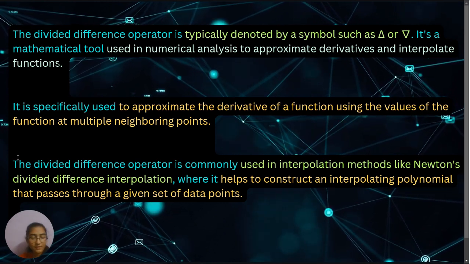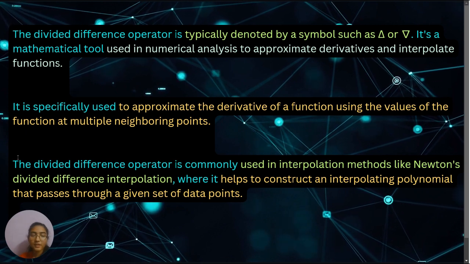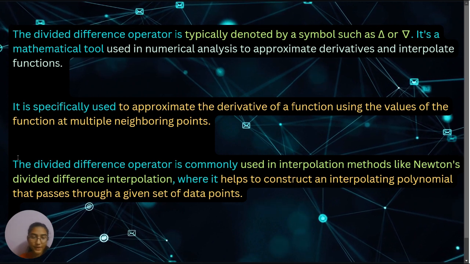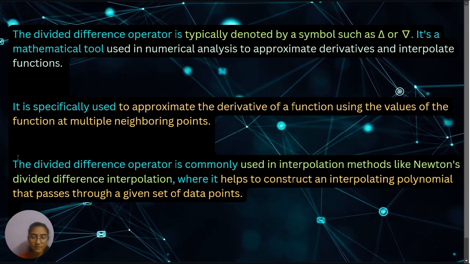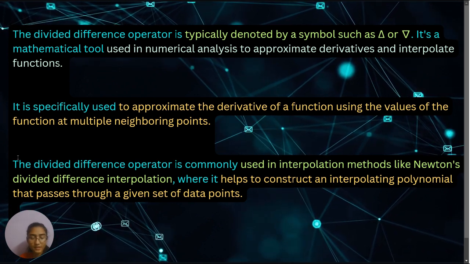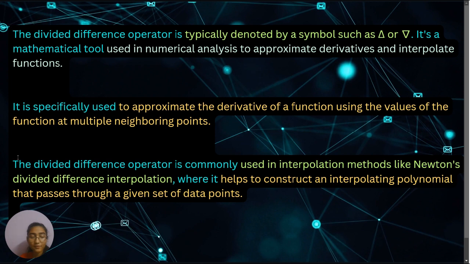It is used in divided difference interpolation basically, where the data is not equally spaced. The distance between the points are not equal for each given data points, right? So if there are unequally spaced data points and we have to use the interpolation, we use divided difference interpolation, and for divided difference interpolation we use divided difference operator. It is specifically used to approximate the derivative of a function using values of a function at multiple neighboring points. The divided difference operator is commonly used in Newton's divided difference. I already told you that, right?